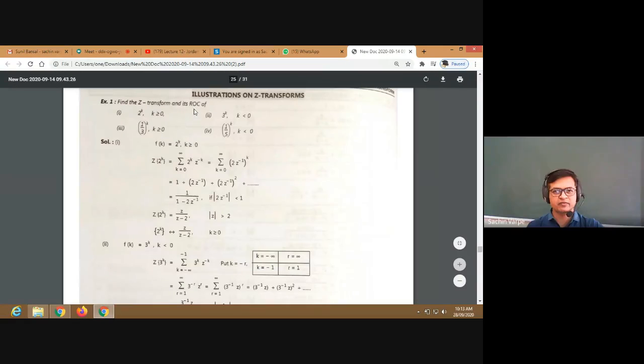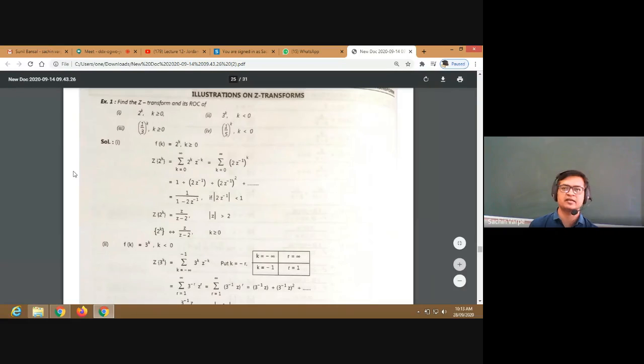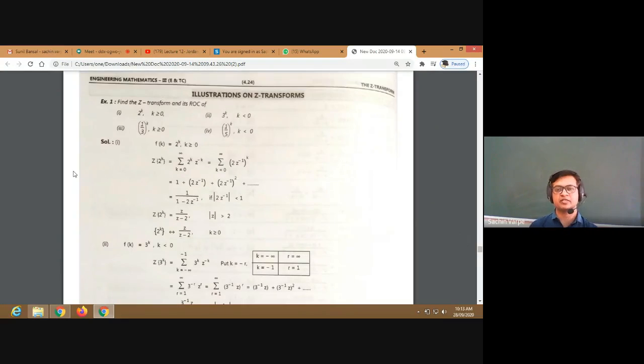The first example: find the Z transform and its ROC. In what region does the Z transform exist? That is called the region of convergence, ROC. These basic examples we have discussed while discussing the standard functions and the basic properties.